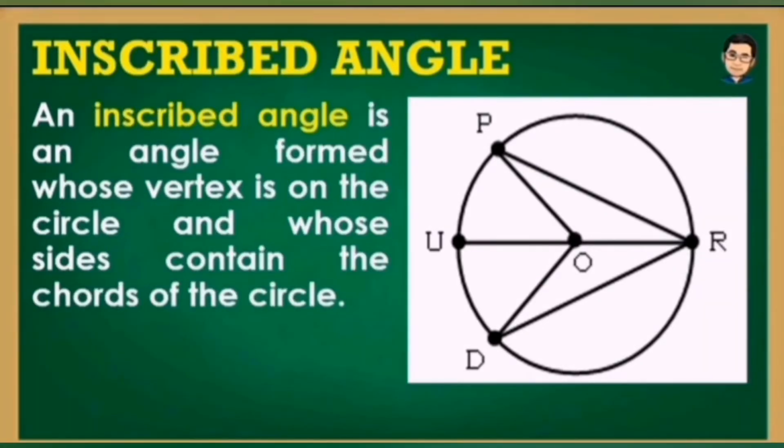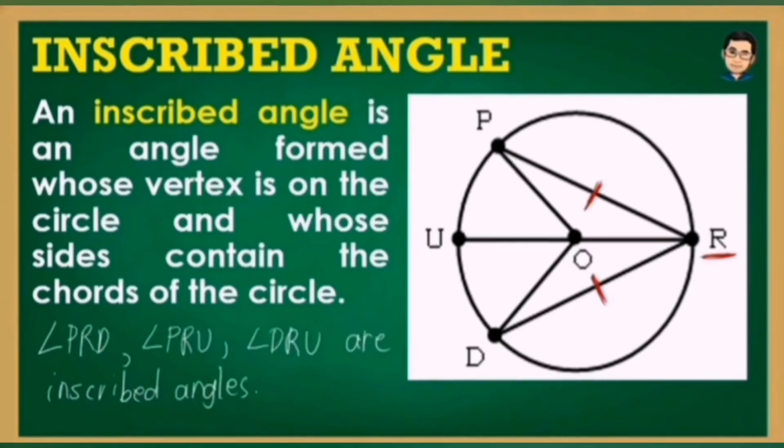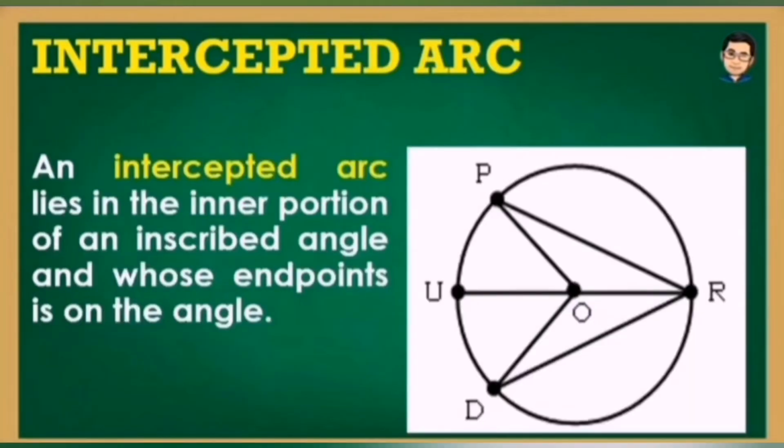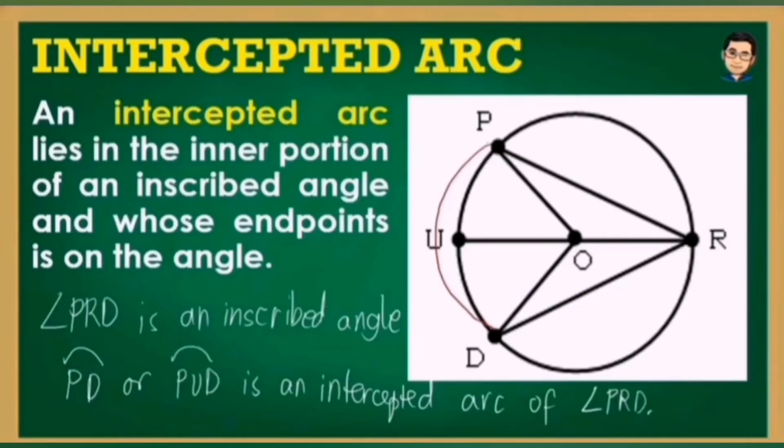Inscribed angle. An inscribed angle is an angle whose vertex is on the circle and whose sides contain the chords of a circle. In this data, angle PRD, angle PRU, and angle DRU are inscribed angles. Intercepted arc. An intercepted arc lies in the inner portion of an inscribed angle and whose endpoints are on the angle. In this data, angle PRD is an inscribed angle. Arc PD or arc PUD is an intercepted arc of angle PRD.